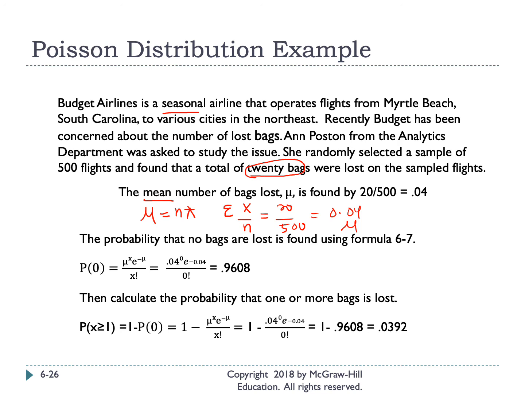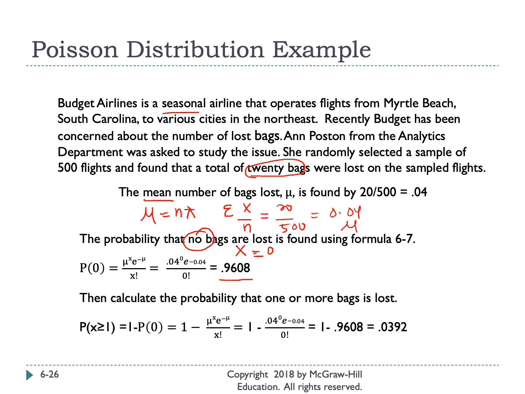So how to compute it? Let's look at the question. Basically, what is the probability that no bags are lost? So what is your x here? You know that x should always be given in the question. No bags means x equals to 0 here. So for Poisson distribution, you only need two items, which are x and mu. So you can just plug in these two items in the formula. You should be able to get this value, 0.9608. Okay, so this is very simple.